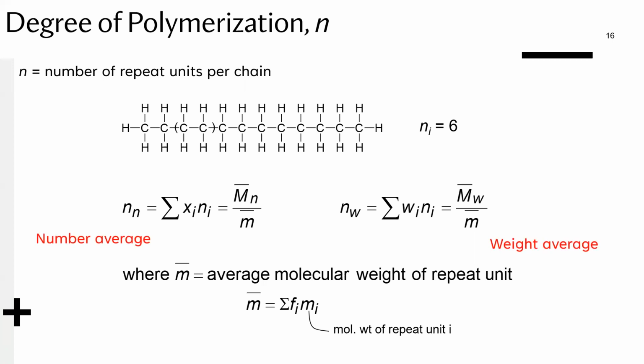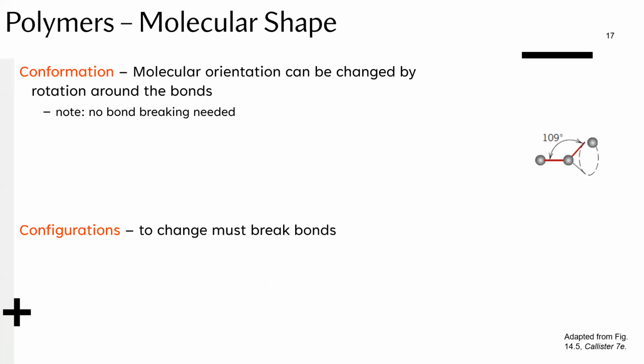So now that we've defined number average and weight average degree of polymerization, we're going to talk a little bit about molecular shape. This is a distinct part of this lecture series. We're going to look at how the conformation and configurations of these molecules differ, what we mean by conformation and configuration, and how these can influence the properties of your product.